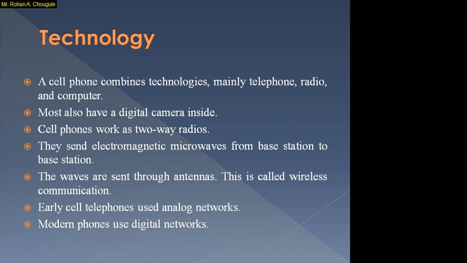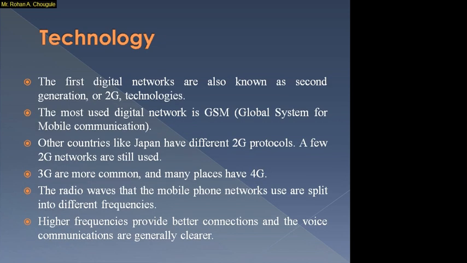The early phones we used were on analog networks, but nowadays we are using digital networks. Basically the first digital network is known as second generation technology, or 2G technology. The most used digital network is GSM, that is Global System for Mobile Communication. GSM is basically a digital cellular technology, and it is used for transmitting mobile voice or mobile data services. All over the world normally we are using GSM technology.